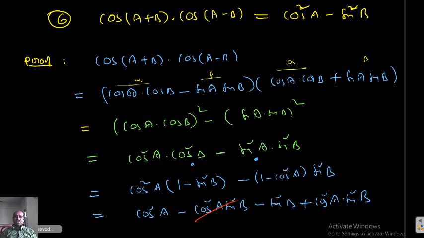Students, these two get cancelled. So what will be left? Cos square a minus sin square b. Very, very important results. Now I want to write all the important results here.